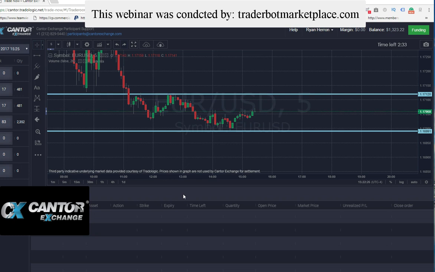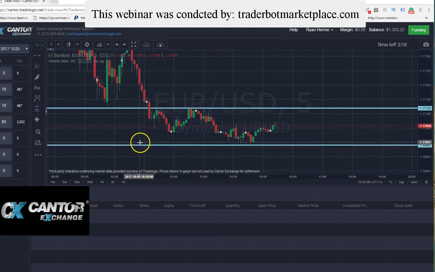Now, we've been talking about breakouts. Let's talk about trend fades now. Technically, this is a trend fade because on the longer term, on the daily, but on the short term, it's a breakout trade. So let's look at trend fades.